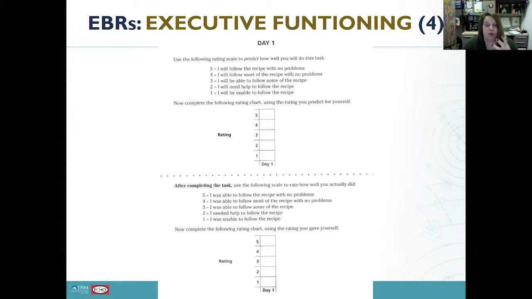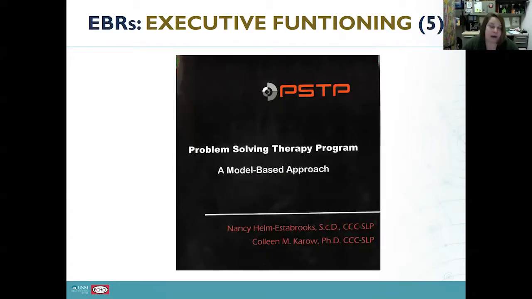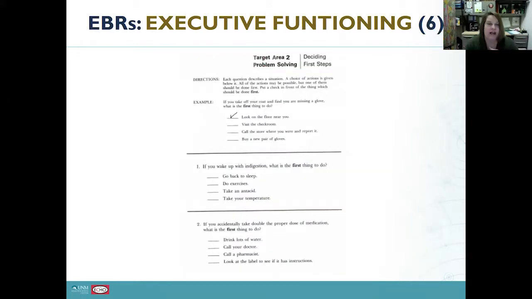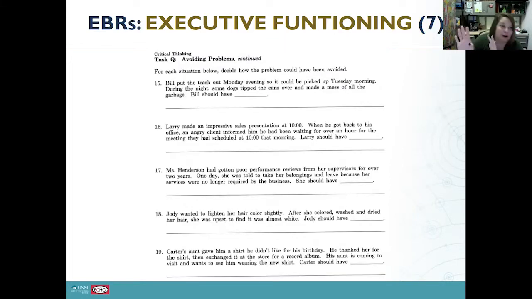This next one is a good workbook, problem-solving therapy program. They take a lot of communication abilities and deficits into account. Nancy Helm Estabrooks is actually a speech path, and she created this. And so it's nice because it merges it quite well. And then a couple more slides, deciding the first step in problem solving. And the next one is even better, I think, how to avoid problems.